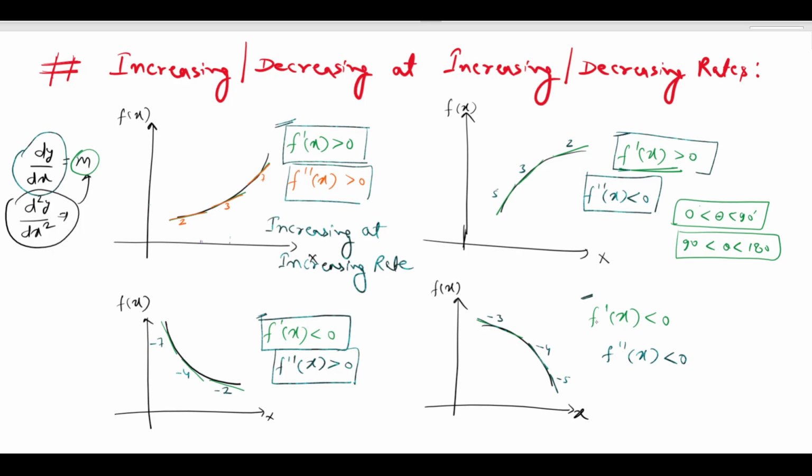In the final fourth one, the first derivative is negative, so it means the function is decreasing, but the second derivative is also negative, so we will say decreasing at a decreasing rate.